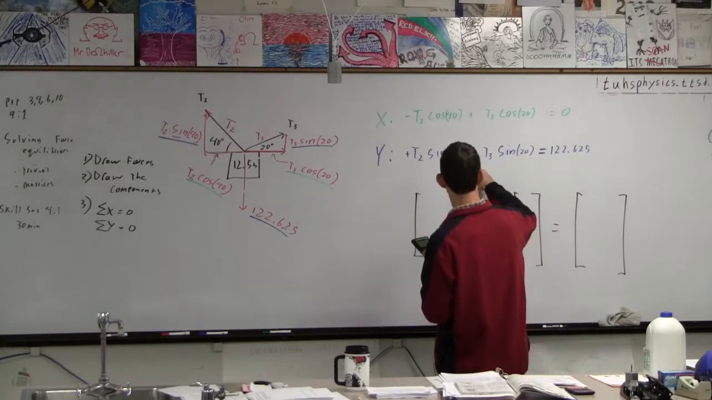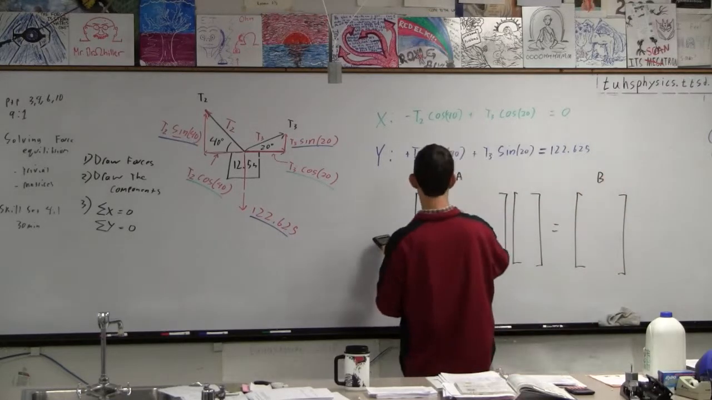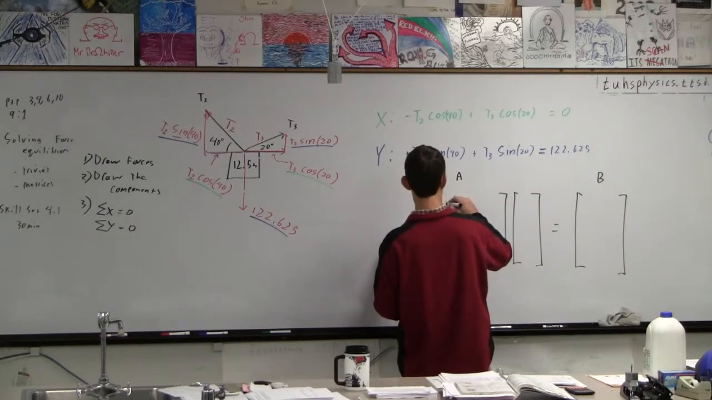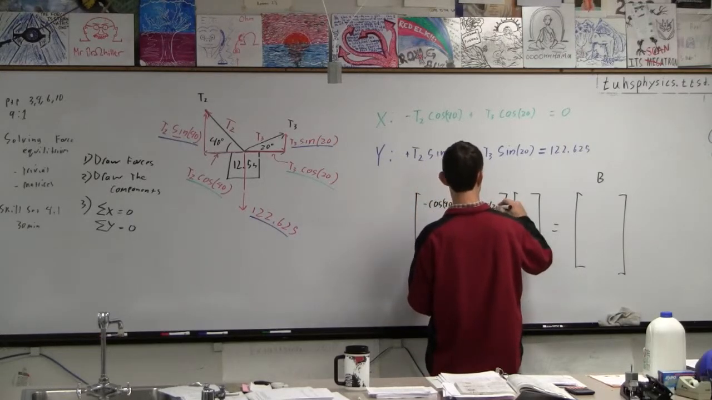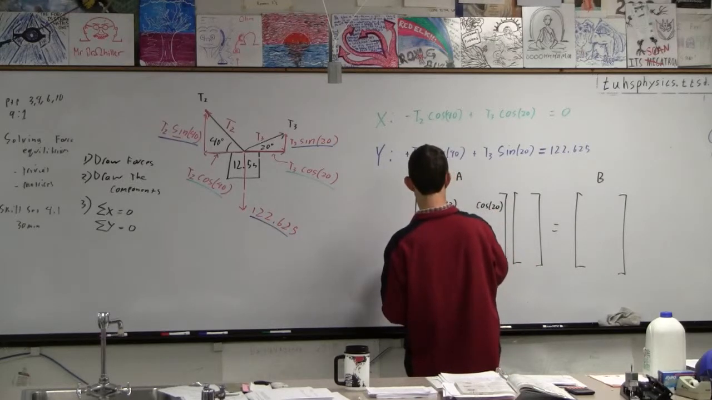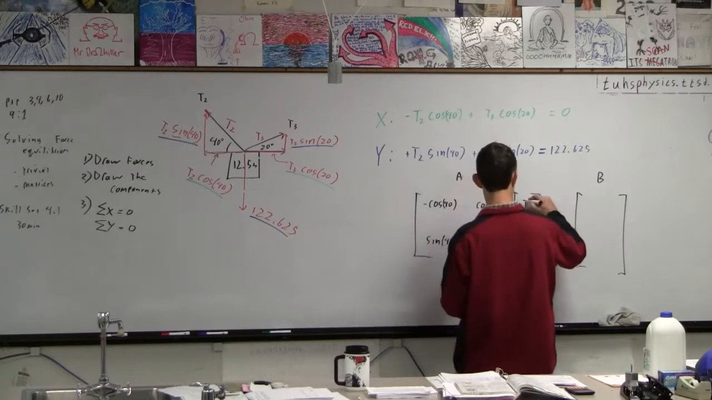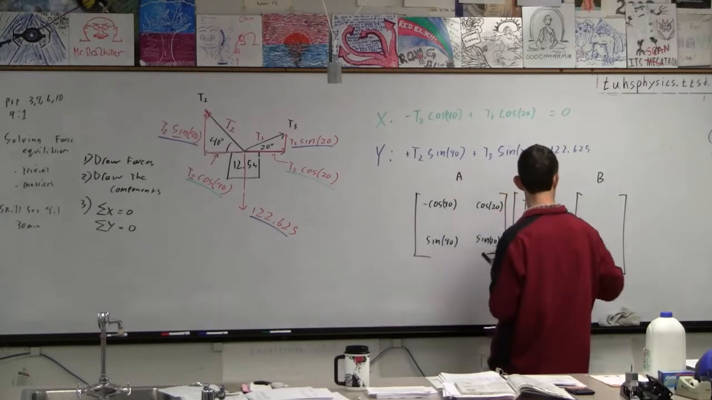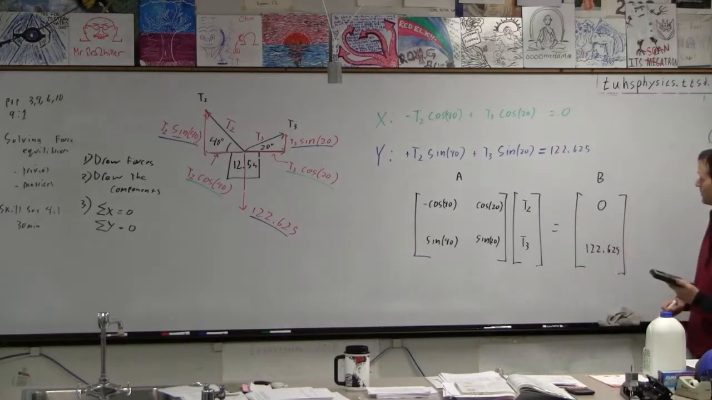I'll call this guy B here. So what do we have? We have negative cos 40, cos 20, sine 40, sine 20, times T2, T3, equals 0 and 122.625. So there's what, 3 ways to solve it.